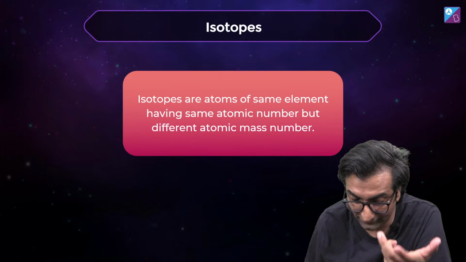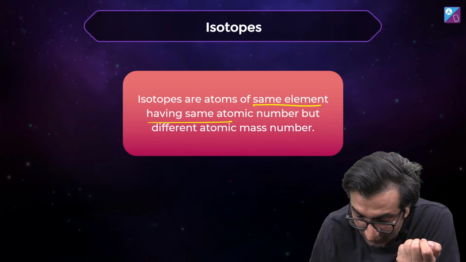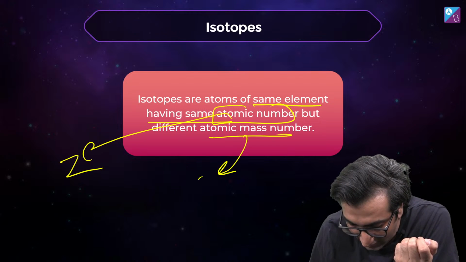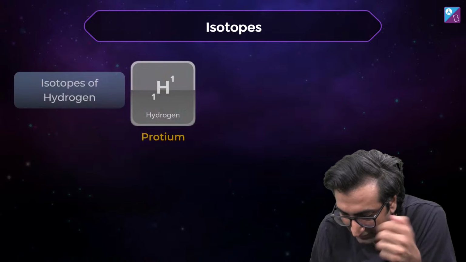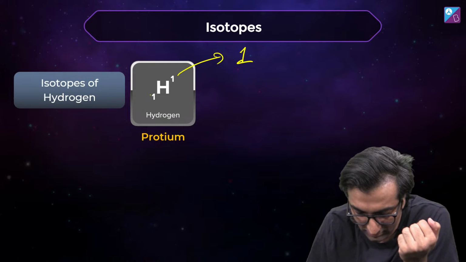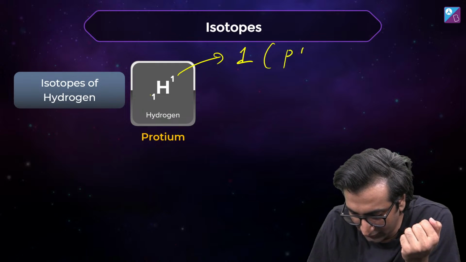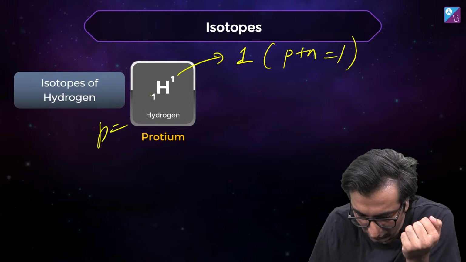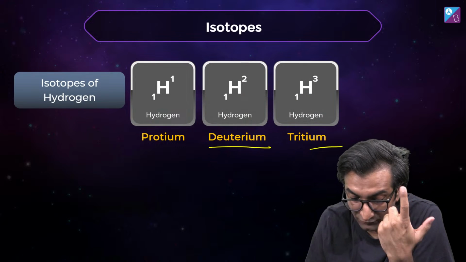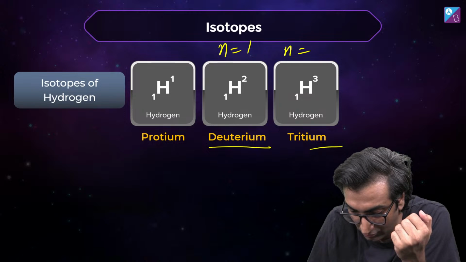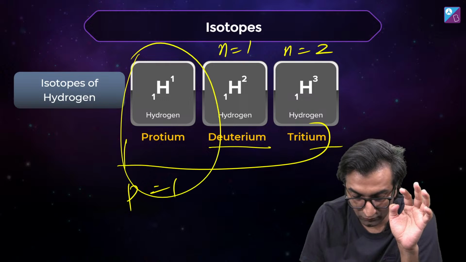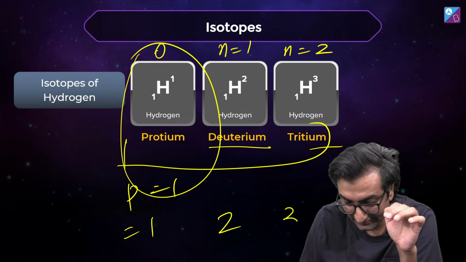So let's take another example of isotopes. That is the same element having same atomic number, same Z, different atomic mass number. A is different. So here are examples. The simplest one is hydrogen 1 1, meaning mass number 1, atomic number 1. So protons plus neutrons equal to 1 and protons equal to 1, meaning neutrons equal to 0. Protium, deuterium, tritium, what is the difference? Neutrons equal to 1, neutrons equal to 2, and in all three protons equal to 1. So 1 plus 0 equals 1, and 2 and then 3.